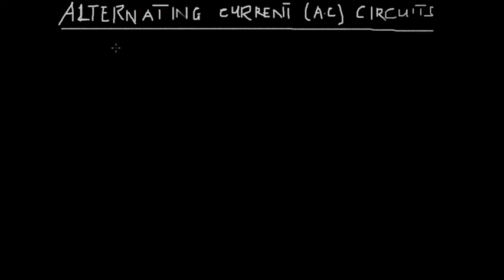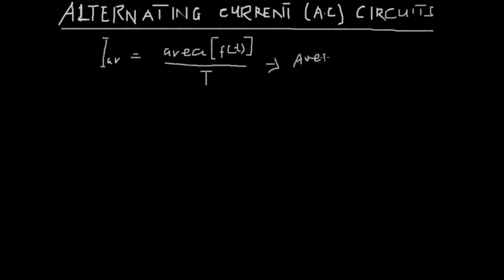You need to know the average value of the current. So let's say we have AV, which has to be equal to a certain area, the area under the curve of f(t), divided by your period. The T is our period. So this is our average value.